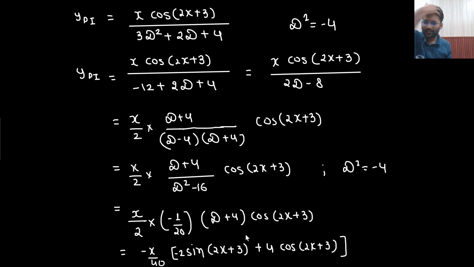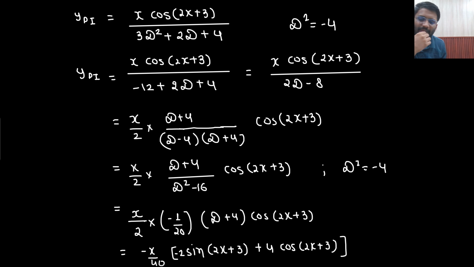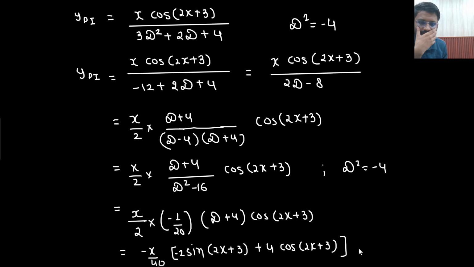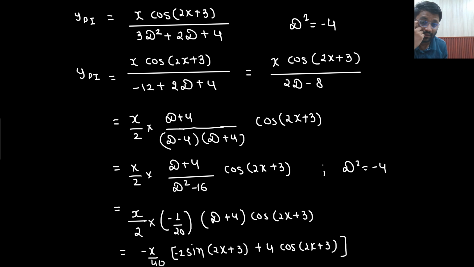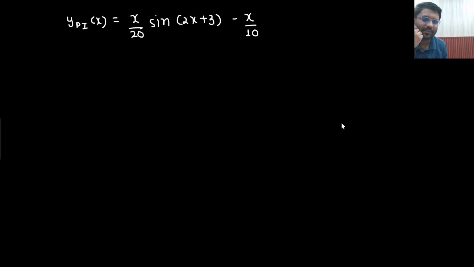So what answer you are getting? x by 20. This will become 2x by 40. So it will become y particular integral of x: x by 20 sine 2x plus 3, minus x by 10. 4 and this will get cancelled out. Minus x by 10 cos 2x plus 3.